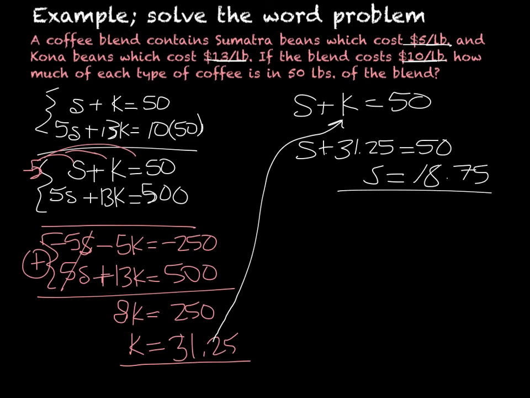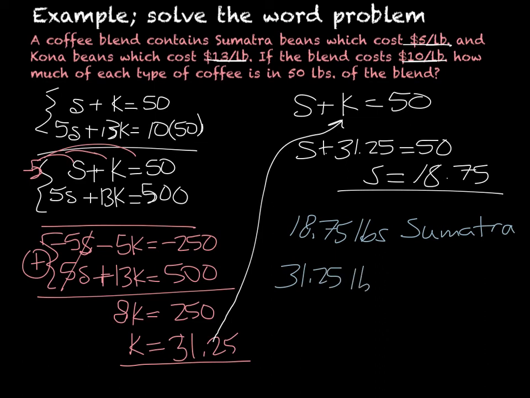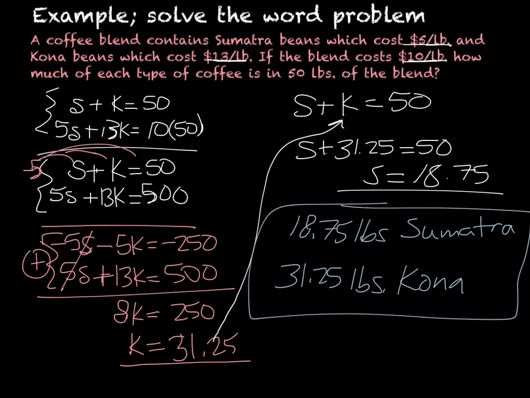So if we put this stuff together and understand what it actually means, it means that 18.75 pounds of the coffee needs to be Sumatra beans, and 31.25 pounds of the coffee needs to be Kona beans. And that is your final answer. So that's how it should be written.